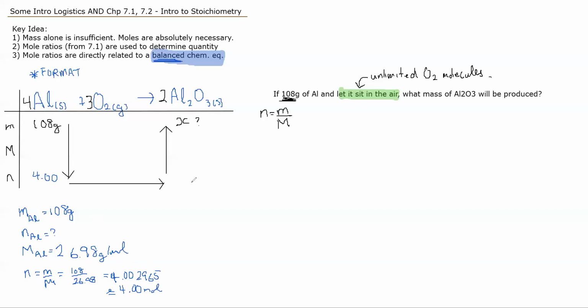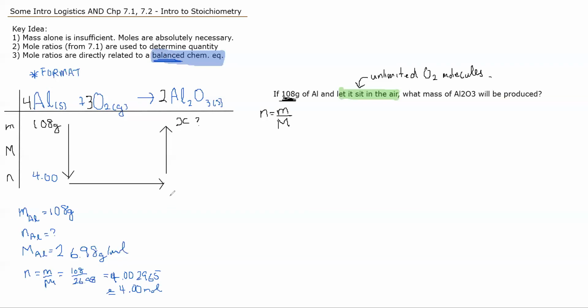How many moles of aluminum oxide are going to be produced? Well, you may be able to use a little bit of your logic here, but this is where 7.1 comes in. The only way we can actually figure out how many moles are produced is directly relating it to a balanced chemical equation. If I have 4 molecules of aluminum, I'm going to produce 2 molecules of aluminum oxide. If I have 400, I'll produce 200. If I have 4 million, I'll produce 2 million. If I have 4 moles, I should produce 2 moles.